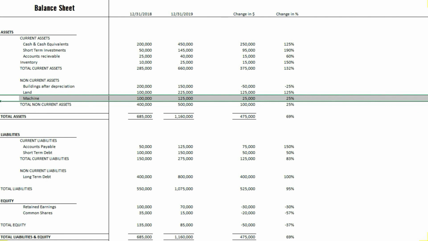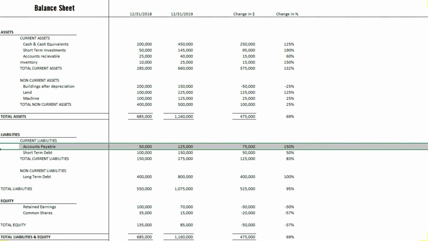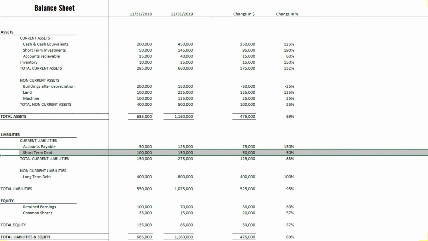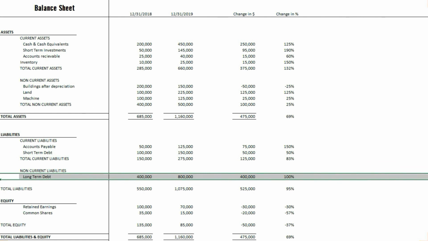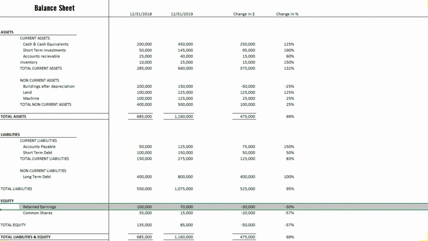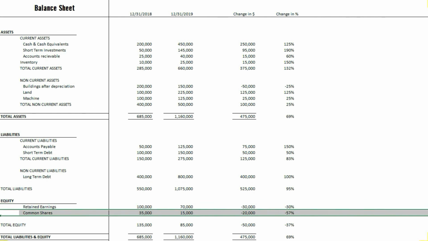So far, so good. Accounts payable grew by 150%. The company added $50,000 in short-term debt and $400,000 in long-term debt. Obviously, debt increased but not at a concerning level. Keep in mind that debt becomes a problem only if the company's earnings are not sufficient to pay off debt in a few years. Next, earnings declined and the company bought back some common shares.